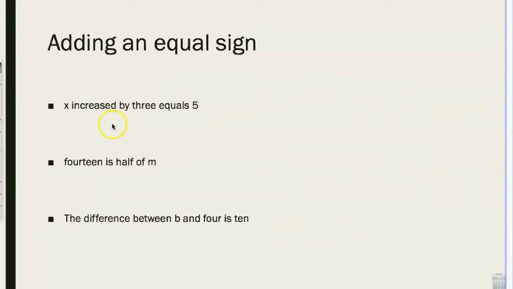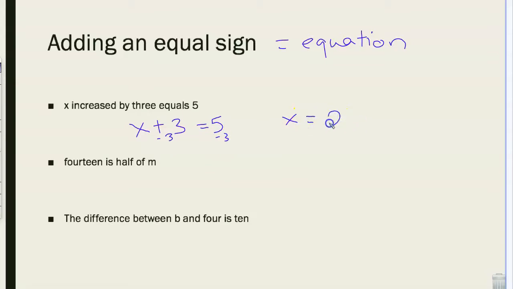All right, and then the last is to turn it into an equation. An equation means adding an equal sign. Okay. So, x increased by 3 equals 5. x plus 3 equals 5. That would be how you would write out the equation. And then we all know what's happening to our x. It's being added by 3, so the opposite is subtract by 3. So we would find out x equals 2.